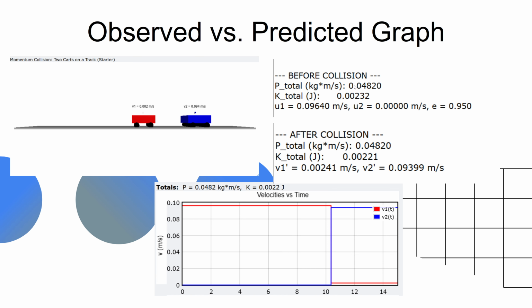As you can see here, before collision, the p total is 0.04820, and after collision it is also 0.04820. K total before is 0.00232, while after K total is 0.00221, very similar, almost negligible difference. The initial velocity of cart 1 is 0.09640, final is 0.00241, which is also just 0. The initial velocity of the second cart is 0. However, after, the final is 0.009399, which is very similar to the initial velocity of cart 1, showing the conservation of momentum, as also shown on the graph at the bottom here.